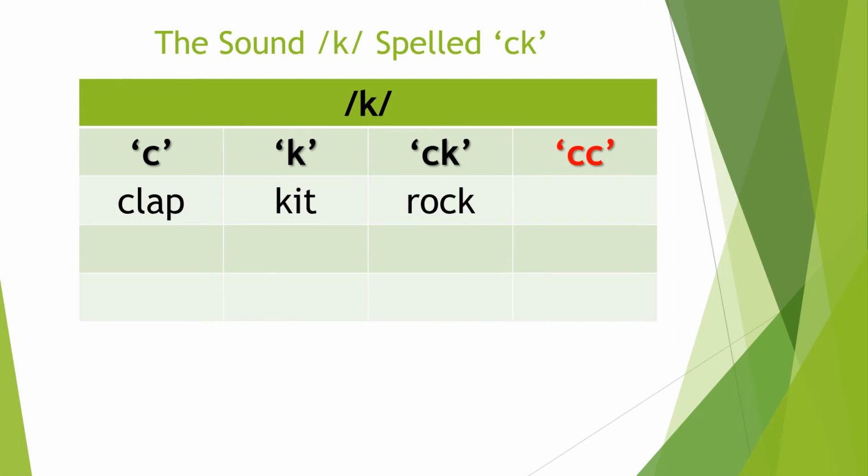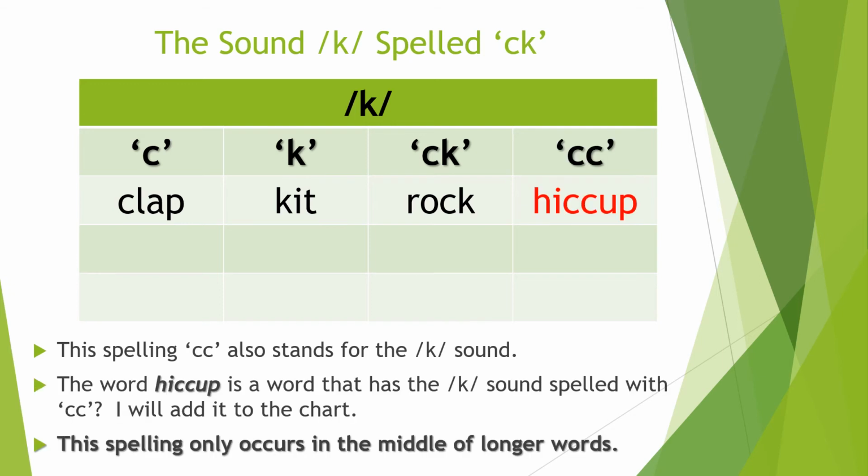Here's another pair of letters. Remember how we were talking about the double letters earlier? This is the CC spelling. The CC spelling also stands for the k sound. Look at this word. This word is hiccup. Hiccup is a word that has the k sound, but the k is spelled with the two C's. So I added hiccup to our chart. Remember, the double letter spelling only occurs in the middle of longer words. You will not see it at the beginning and you will not see it at the end.